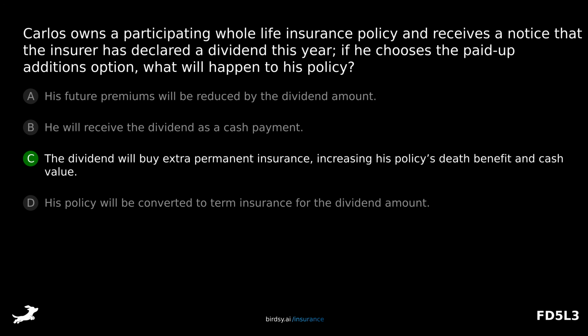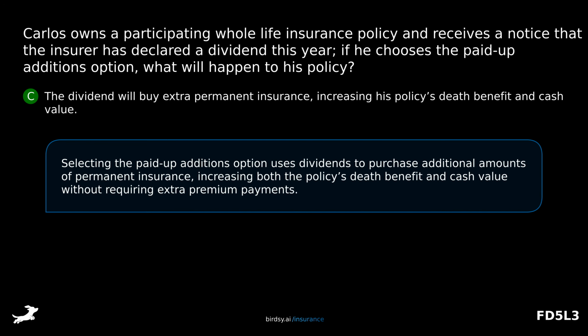The correct answer is C, the dividend will buy extra permanent insurance, increasing his policy's death benefit and cash value. Selecting the paid-up additions option uses dividends to purchase additional amounts of permanent insurance, increasing both the policy's death benefit and cash value without requiring extra premium payments.